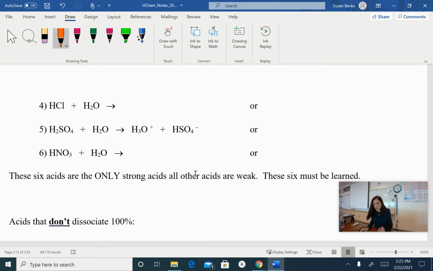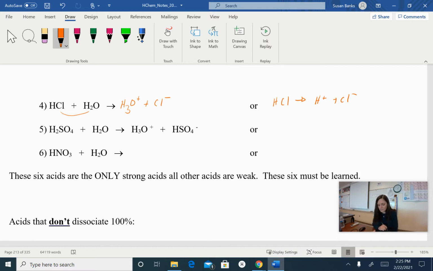Okay, so what did you have for hydrochloric acid? Did you have the hydrogen from the hydrochloric acid joining the water to make the hydronium ion? And then we'd have the chloride ion. Or simplified, we'd have hydrochloric acid ionizing to hydrogen and chloride. How'd you do on that one?